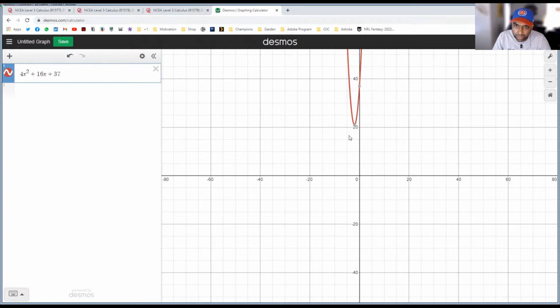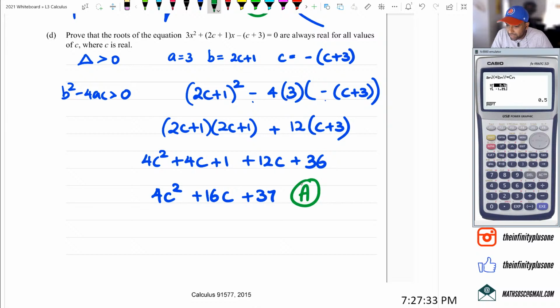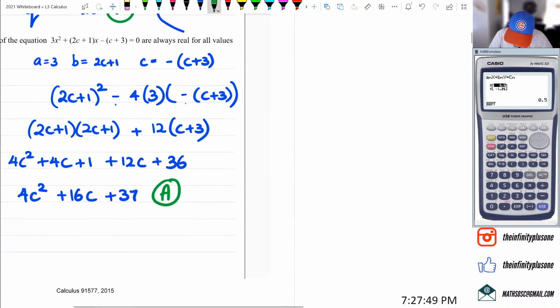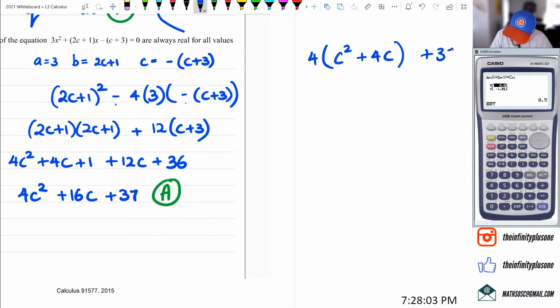Now, the way we'd have to do it is we'd almost have to go back and do some sort of completing the square to actually prove that it is positive. I know that some of you think about completing the square and start fiddling around a little bit, but it's not too bad, because all we're going to do here is take out the 4 as a common factor for the c squared and the 16c, which means we're going to get c squared plus 4c like this, plus 37.